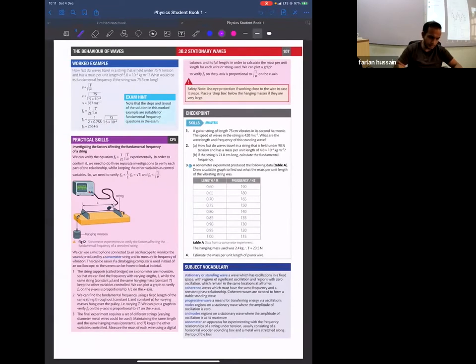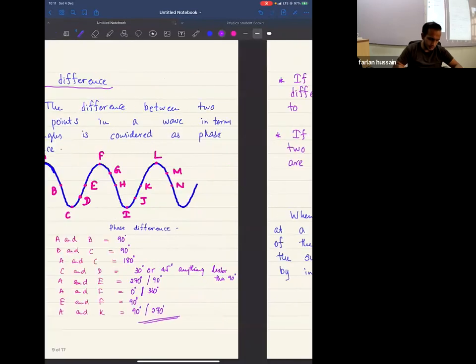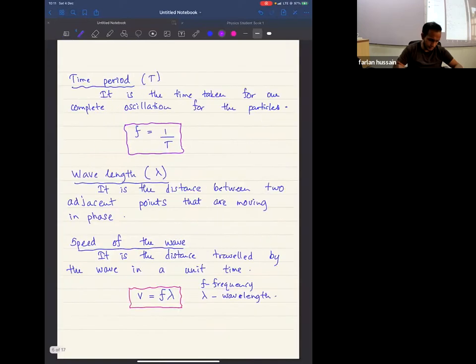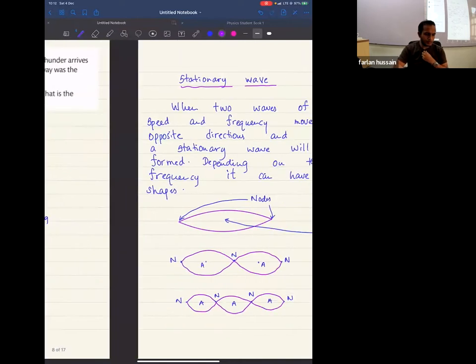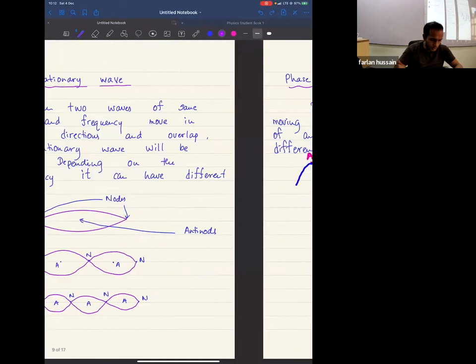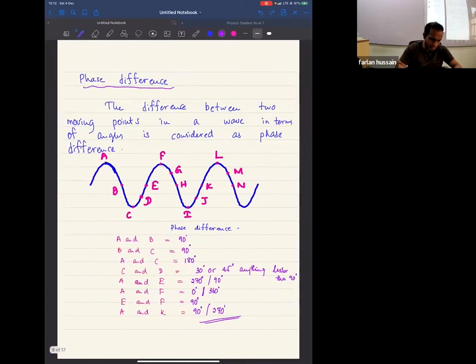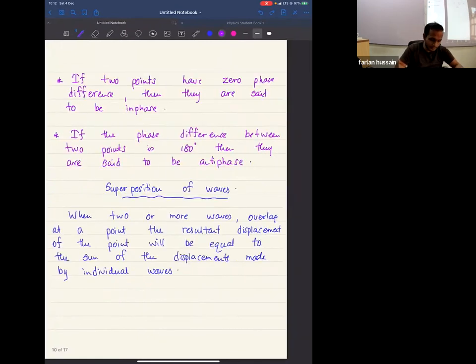Right. Guys, write down the next subtopic. Now we spoke about the generation of stationary wave last week. When two waves of the same speed and frequency move in opposite directions and overlap, the stationary wave will be formed. Depending on the frequency, it can have different shapes. So I told you it can have a shape like this or this or this, depending on the frequency. So now I'm going to talk a bit in detail about how, depending on different frequencies, you will be getting different shapes.